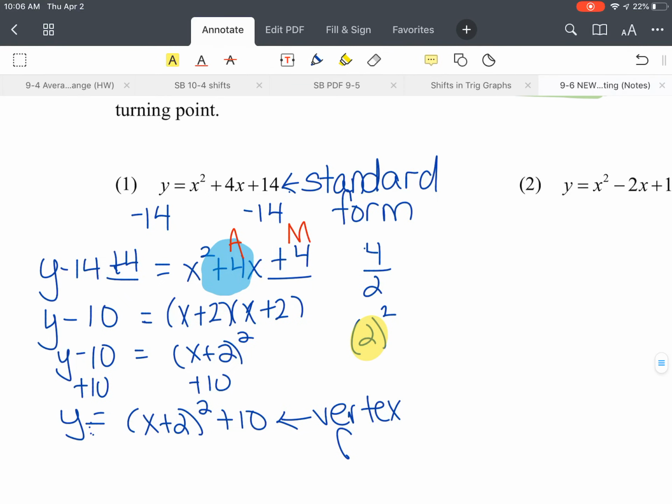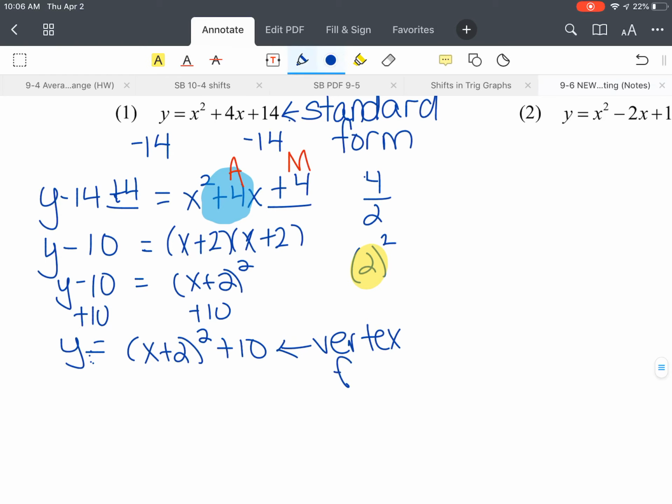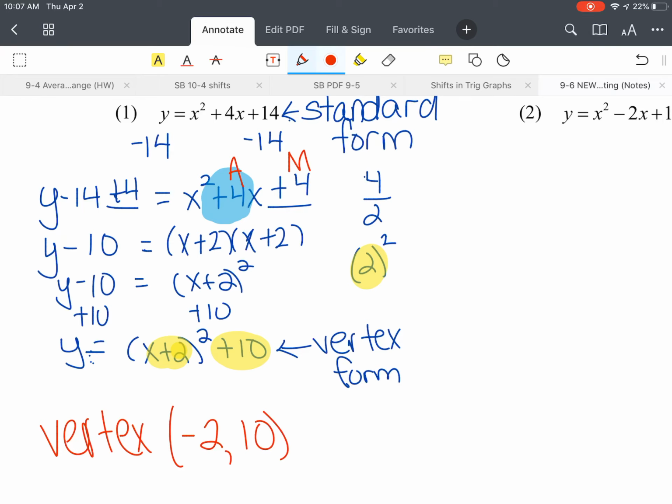And what's nice about vertex form is, again, it's easy to see the vertex. So if I want to find the vertex here, it's kind of hidden in the vertex form. What I'm going to do is I look, and it tells me right here, I have the number here and the number here. So x plus 2, so the vertex is negative 2. It's always the opposite sign from inside the parentheses, and then 10. So the vertex is negative 2, 10.